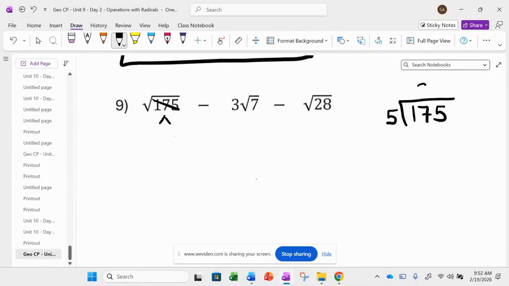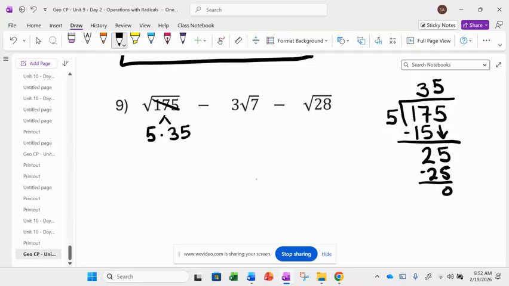5 goes into 17 3 times. 3 times 5 is 15. 17 minus 15 is 2. Bring down that 5. 5 goes into 25 5 times. So it goes in evenly as it should. So I'm breaking down that 175 into 5 times 35.